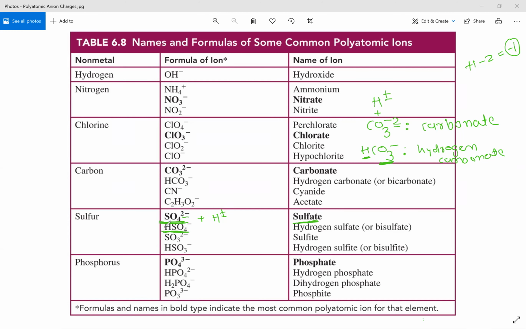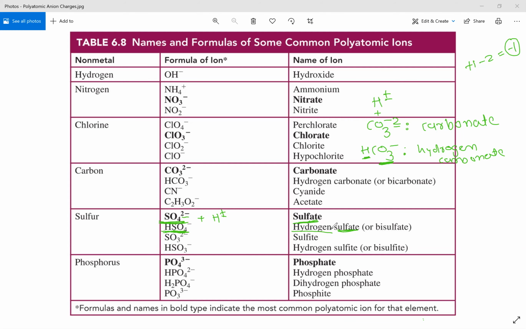And if you have that, you know that SO4, you're still going to call it sulfate. But now because you have hydrogen in front of it, you're going to call it hydrogen sulfate. Now you can add the hydrogen not just to the anion that ends with ATE, you can also add this to something which ends with ITE.